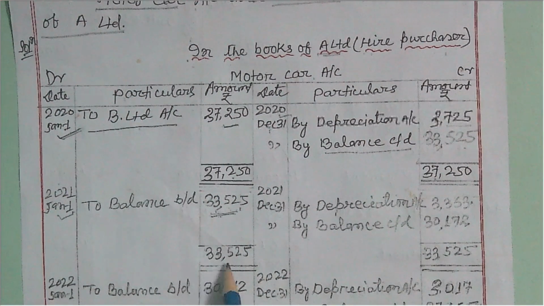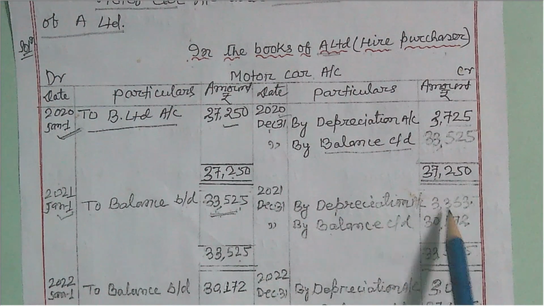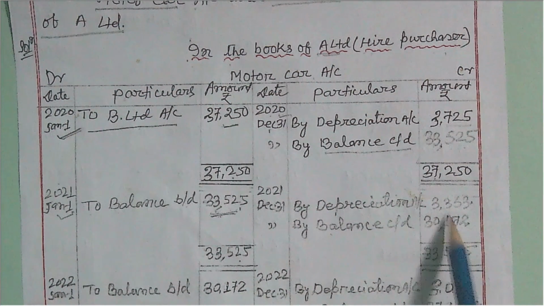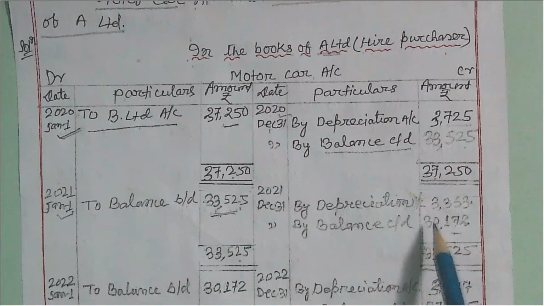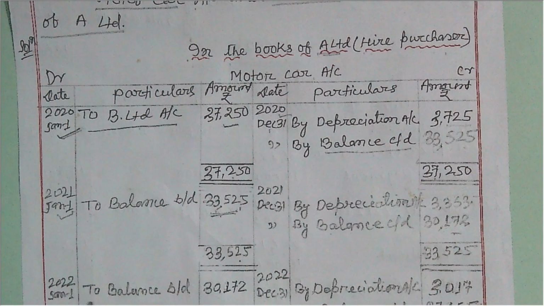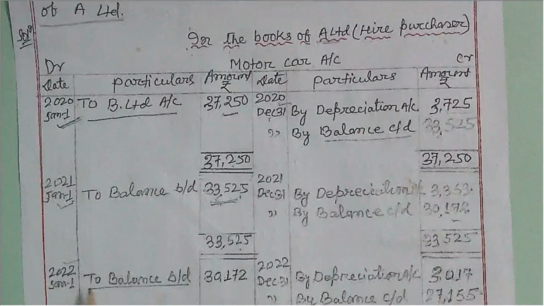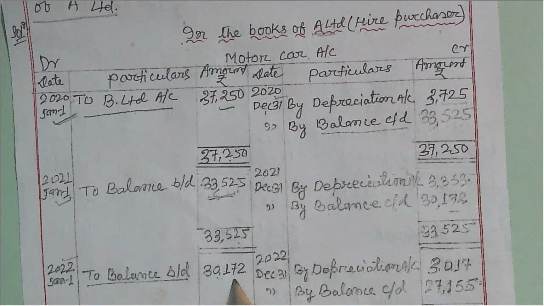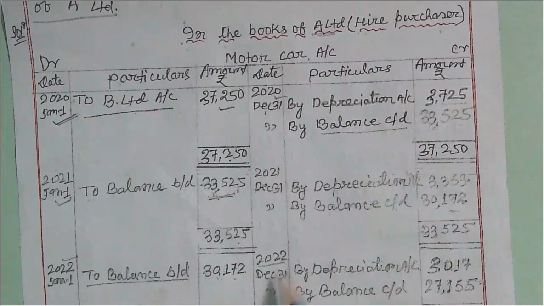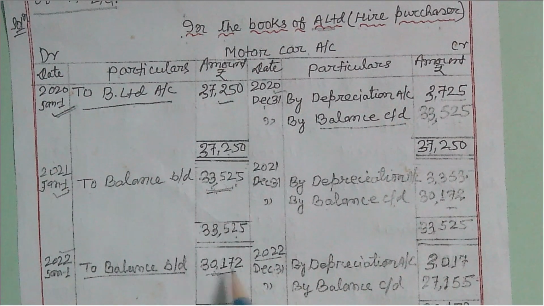Again, now balancing the account. So here 33,525 minus the depreciation value, the balance is 30,172. And now the process repeats, that is, balance carried down, and the next year, 2022, this balance is brought down, 30,172. At the end of the third year, 31st December 2022, again on this balance 10% depreciation, so 3,017.